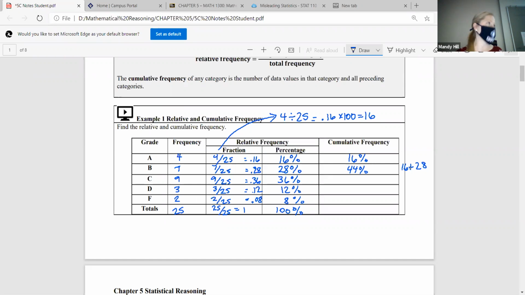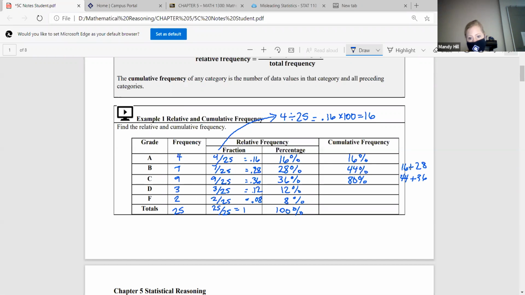Yes, perfect. So when I'm saying 44%, that's really telling me A's and B's, right? When I do the C one, I'm going to take my 44 that I had above plus the percentage of C's. So 44 plus 36 is going to get me my 80%. So 80% of my students made C's or above. That's what my cumulative frequency, as I accumulate them, is telling me here.